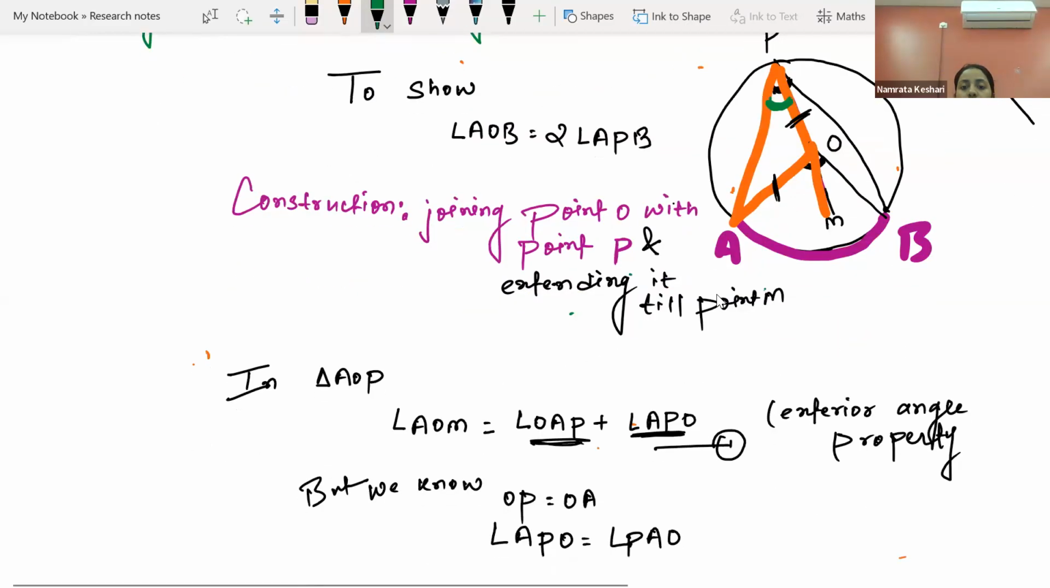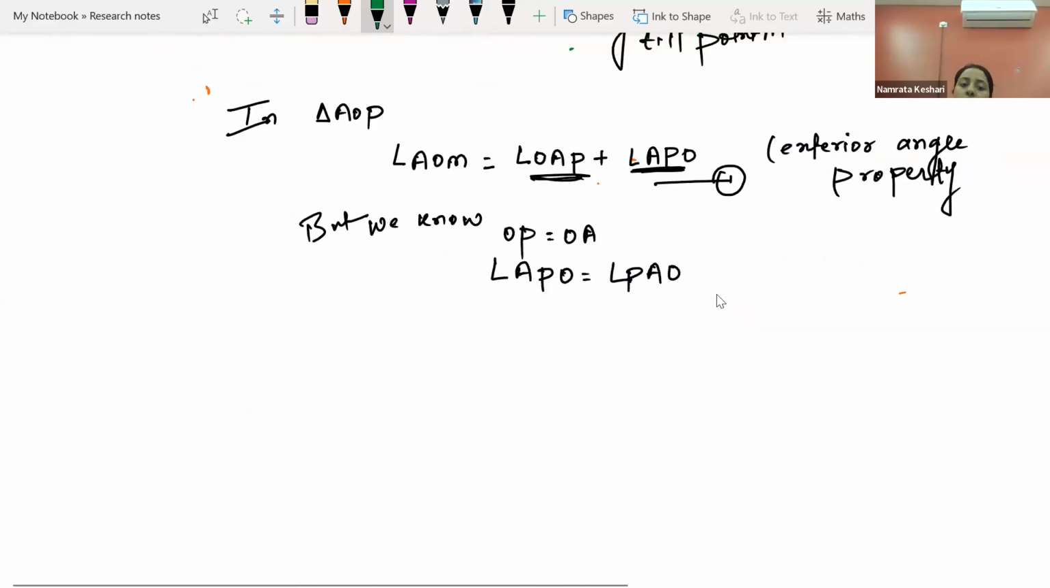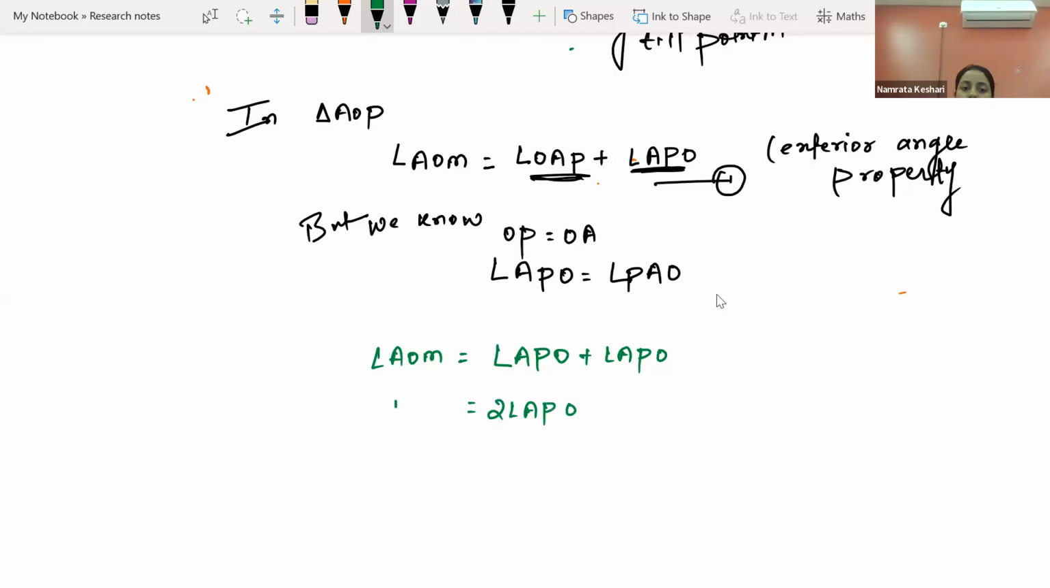Can we write in equation number 1? In equation number 1, AOM is equal to this angle APO plus angle APO. Yes or no? That means 2 times angle APO. Can we write it like this?